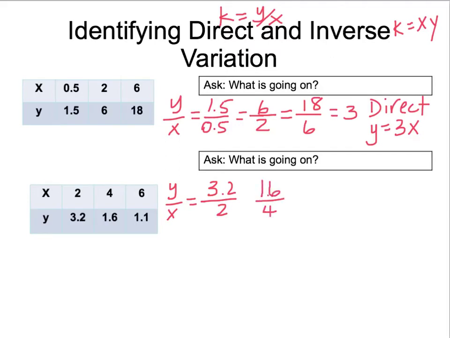1.6 over 4, they are not equal. This is 1.6. This one right here is 0.4. And those are definitely not equal. So this is not direct.